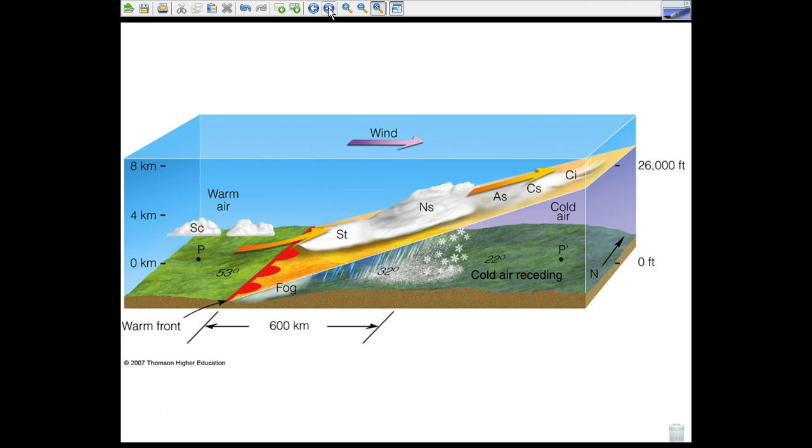Here's another textbook rendering of a warm front. You can see that it's a much more gentle slope than a cold front. The clouds get spread out, light precipitation over a long period of time, and you can see you're even getting snow here because this cold air that the precipitation is falling through is cold enough to give us snow.